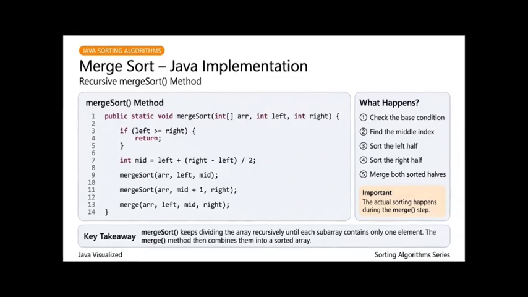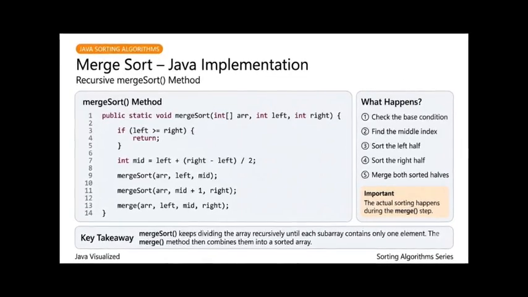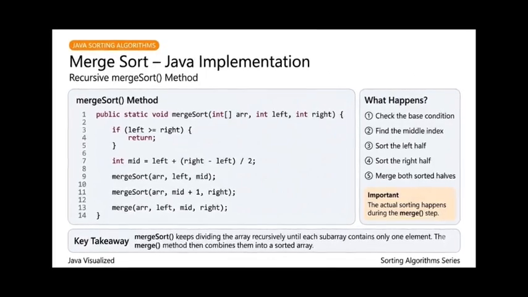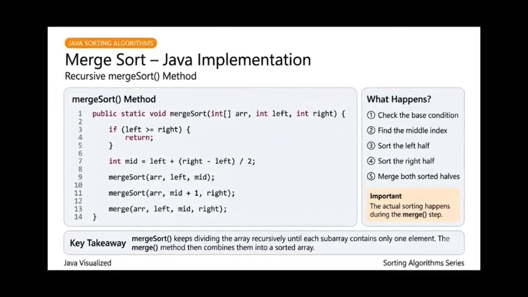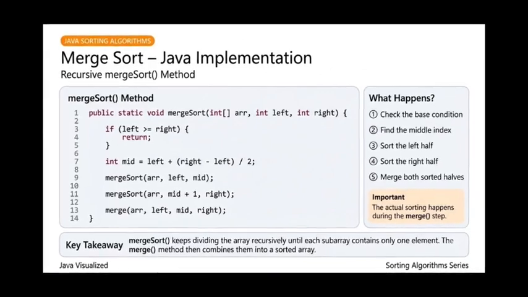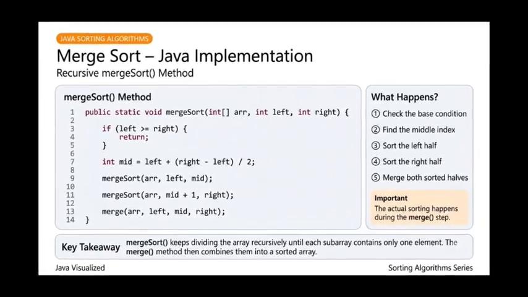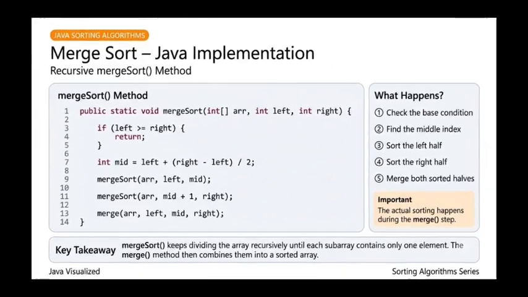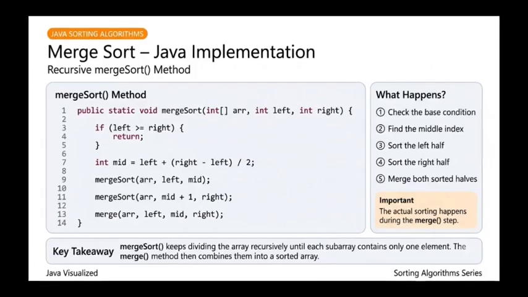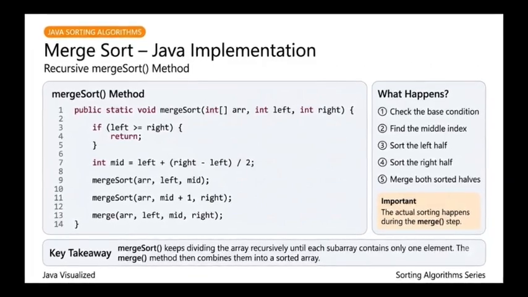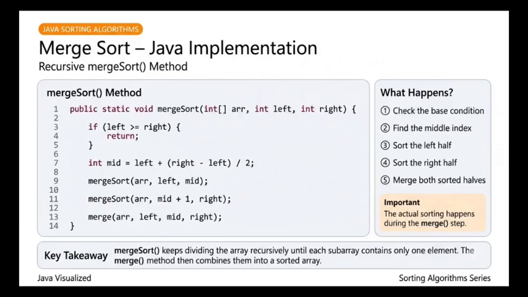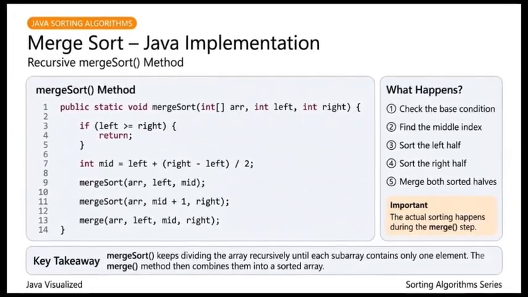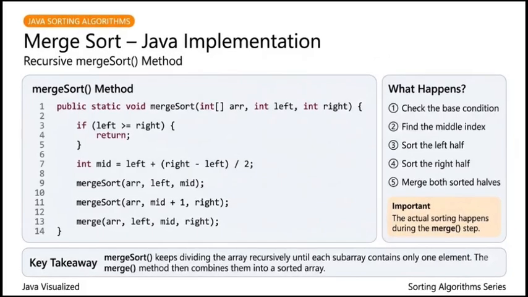Now let's implement mergeSort in Java. We begin by writing the mergeSort method. First, we check the base condition. If the left index is greater than or equal to the right index, we simply return because a single element is already sorted. Next, we calculate the middle index. Then we recursively call mergeSort for the left half and the right half. Once both halves are sorted, we call the merge method to combine them into one sorted array. This recursive approach continues until the entire array is sorted.